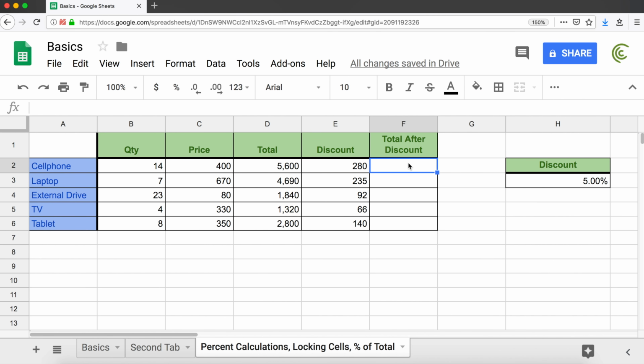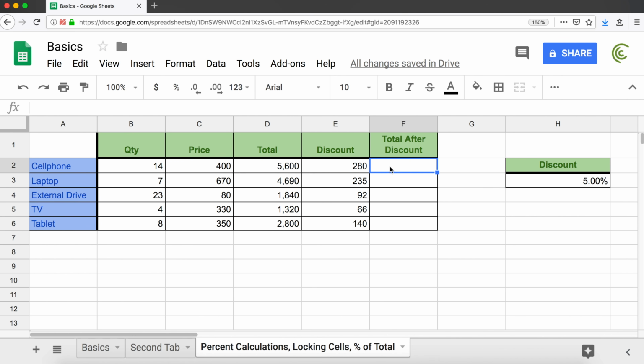So now I want my total after discount. One way I could do that is to say equals this D2 minus this E2, which is my discount. But I don't want to do that. I want to create a formula that's not connected to this discount cell because I want to delete this column after I'm done with this formula. I don't want to see how much the discount is. I just want to see how much my total after discount is.